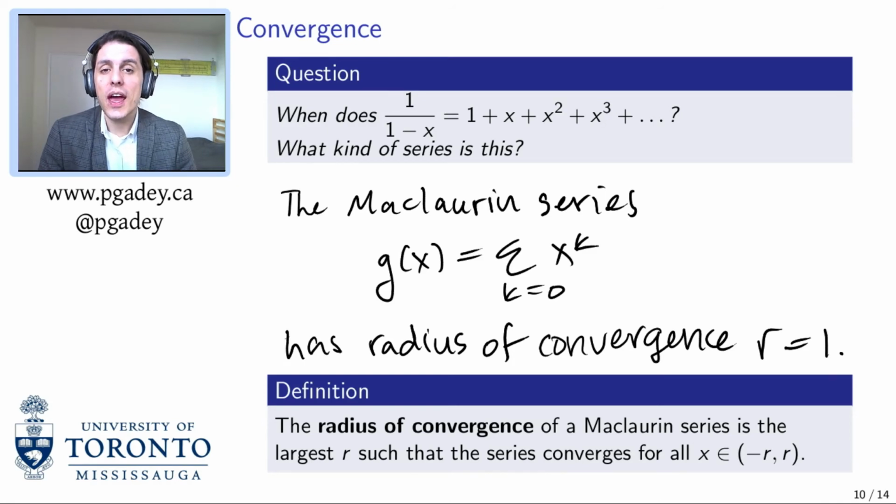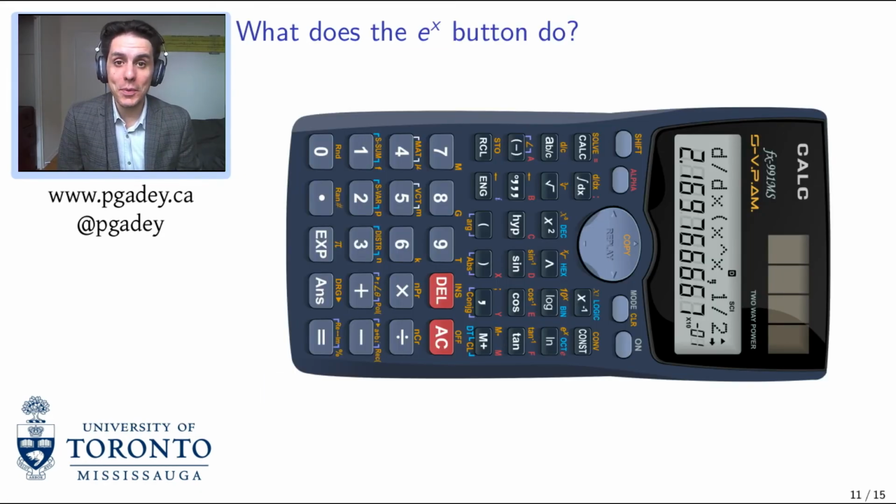Okay, so now we've seen the infinite geometric series from the perspective of Maclaurin series. Now, let's go one step further and look at a transcendental function as a Maclaurin series. So now here's our big motivating question. What does the e to the x button do when you hit it? Right? What's this thing really doing? That e to the x and that ln button, what's really going on inside the calculator?